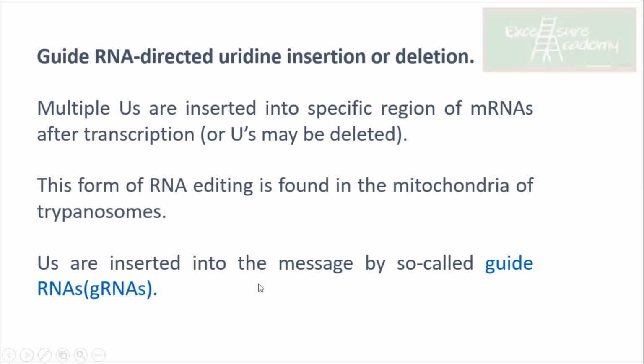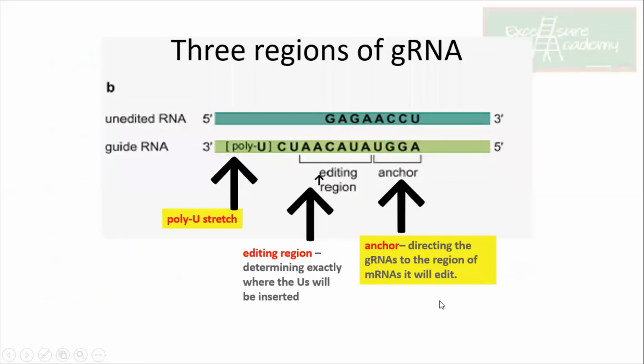Now, U's are inserted into the message by the guide RNA. Let us say that this is your unedited RNA, this is your mRNA. Now, extra U's will be added to this mRNA. How is it done? This guide RNA is going to have a poly U stretch, then the editing region, which is going to base pair with this. You can see GC base pairing happening, right? Wherever base pairing is not happening, it will insert. Then there is the anchor, directing the guide RNA to the region of the mRNA it is going to edit.